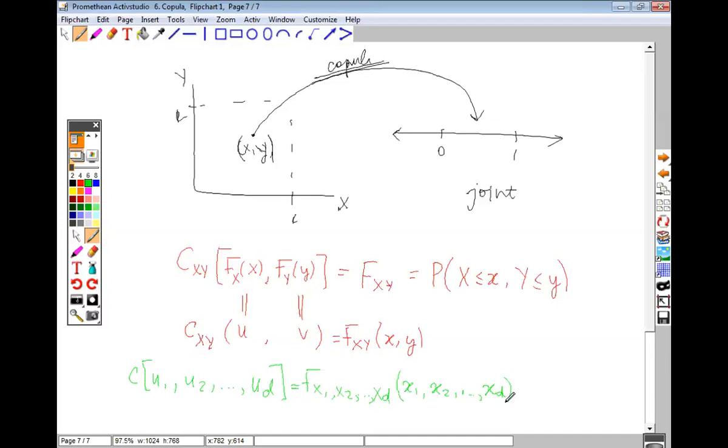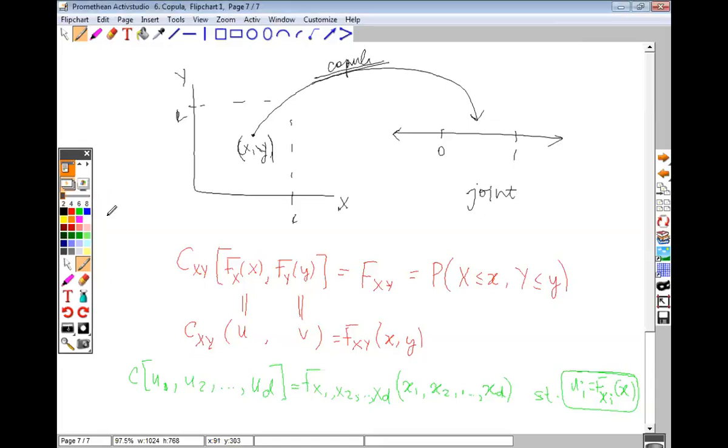And again, just like the case where your F of x was u, you will have all of these u1, u2, ud equivalent to F of x1, such that all of your ui's will just be Fi. So it will be F subscript i. Your u1 will just be F x1 of x. So this is just the way you define a copula in mathematical terms.